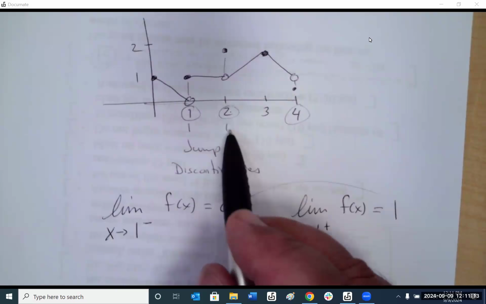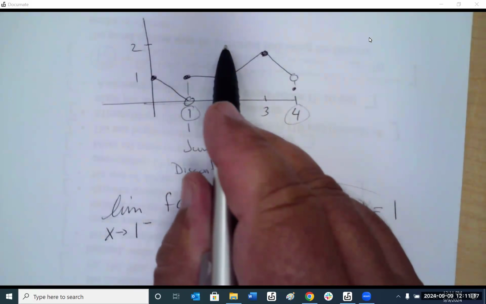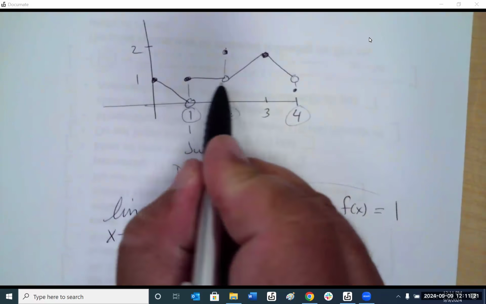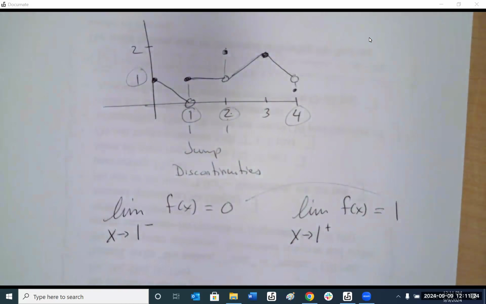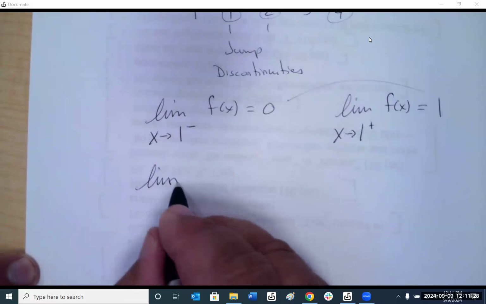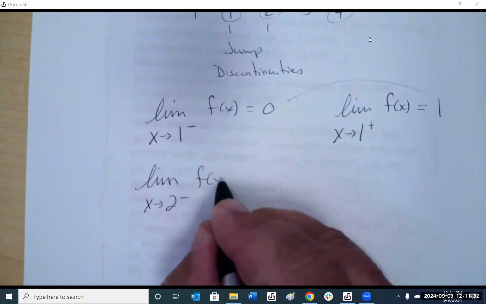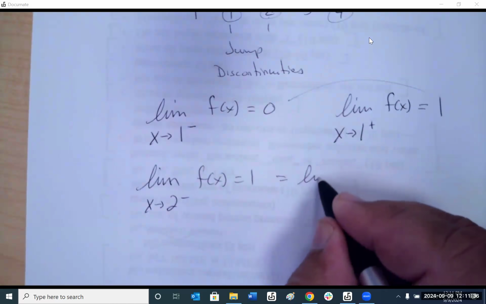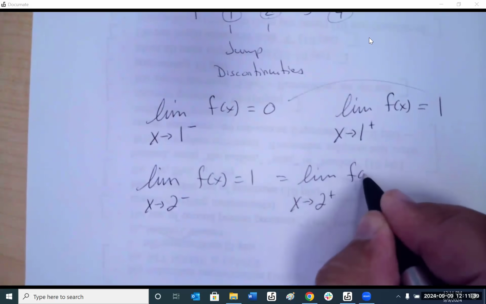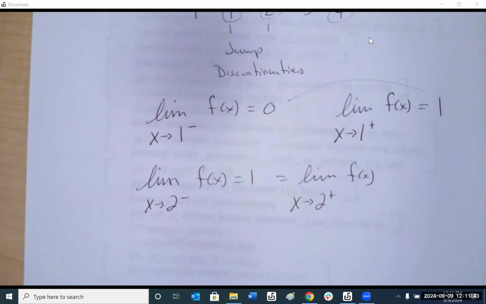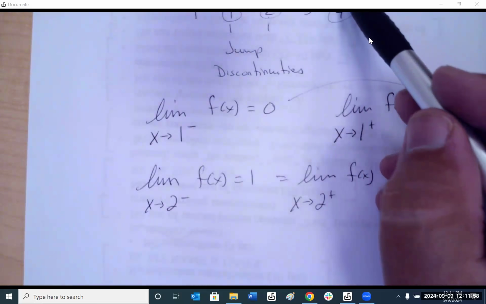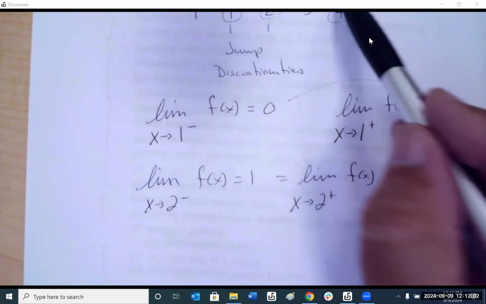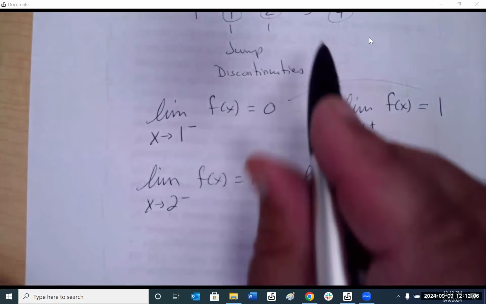Same thing at two. Well, is two a discontinuity? Yes, by the graph, but not by the limit theorem. By limits, as we go to two from both sides, it equals one. So the limit as x approaches two from the left is one. This also equals the limit as x approaches two from the right. It also equals one. Three is a straight up easy one because it is continuous there. But four, as we approach four, it's approaching one, but at four, it's one half. So four is another one we have to look at.